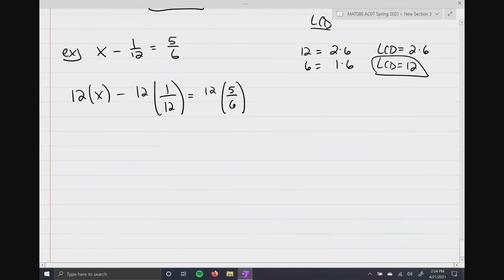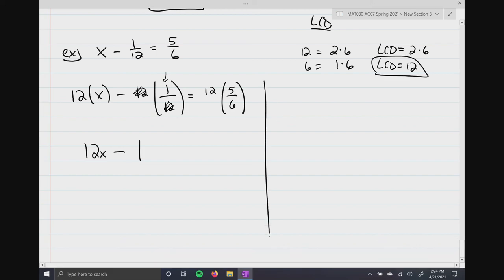So everything so far seems pretty vanilla. We've been doing the same exact thing. 12 times x is 12x. In the second fraction, we know the 12s are going to reduce. Whatever's left over inside the parentheses is what I write. Now, here's where things get a little tricky. However, if you understand how to do this, it's really not.